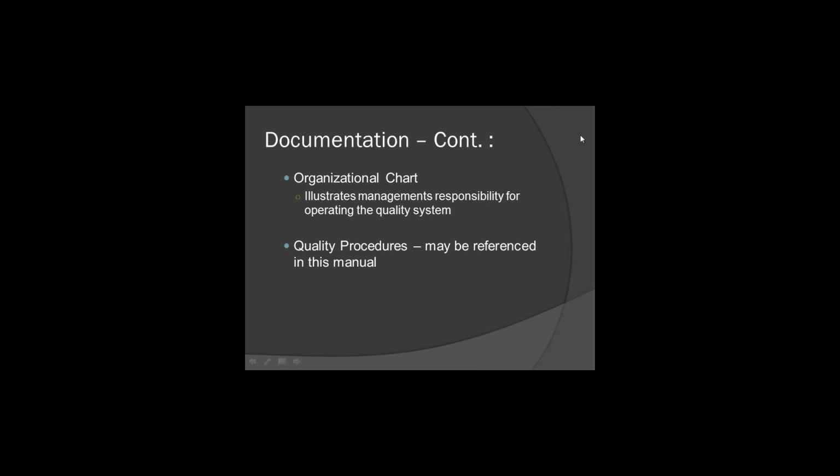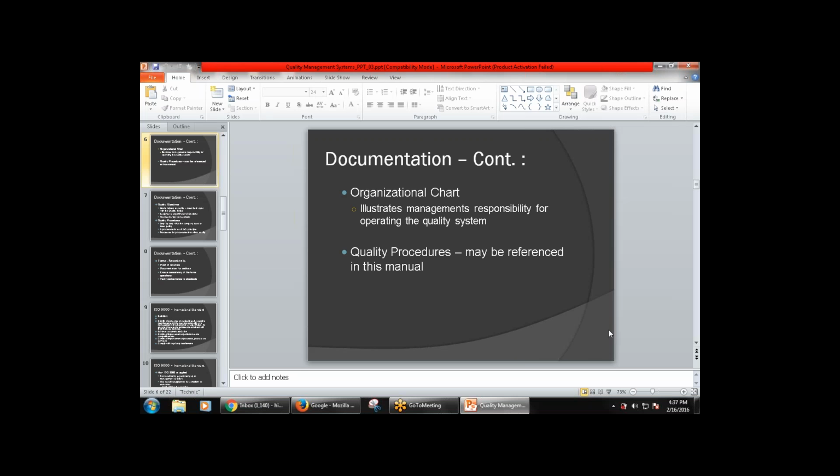Then there is a quality procedure that must be carried out, that may be a reference to the manual, that is also part of this. So this is a part of the documentation that is carried out as organization chart. So there is an organization chart that illustrates the management. What are the various management responsibilities that are carried out for the operating system? So that is the organization chart.